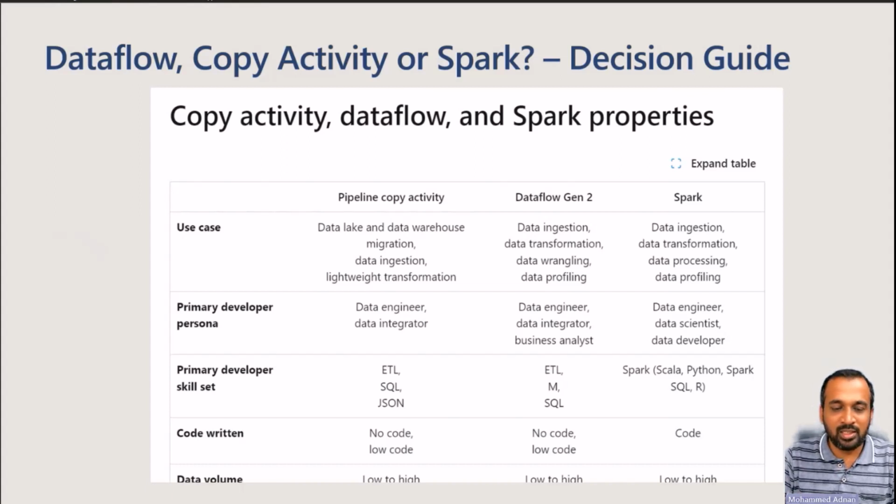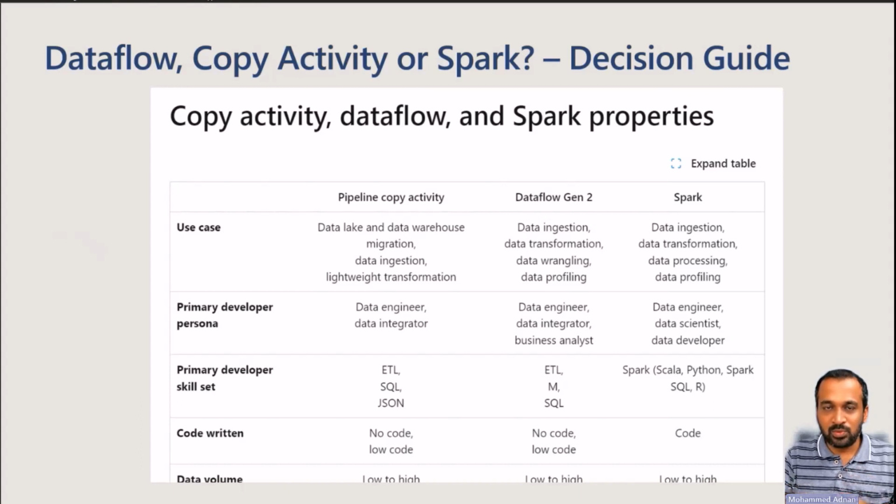For example, if the use case is data lake and data warehouse data migration, data ingestion, and lightweight transformation, you can use a pipeline copy activity. If you want data ingestion, data transformation, data wrangling, and data profiling, you can use Dataflow Gen 2. And for data ingestion, transformation, processing, and profiling, you can use Spark. It looks like everything is similar, right? But if you go further down the use cases, for the primary developer, if you have a data engineer or data integrator, then you can use a pipeline. For a data engineer, data integrator, data analyst, or business analyst, you can use Dataflow Gen 2. And for Spark, even data scientists can make use of it.